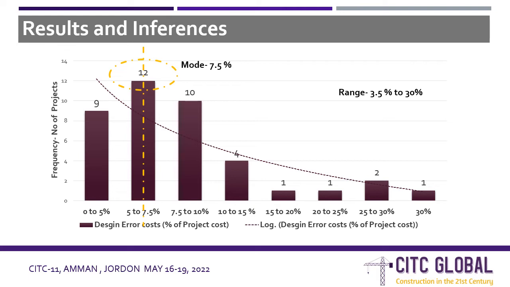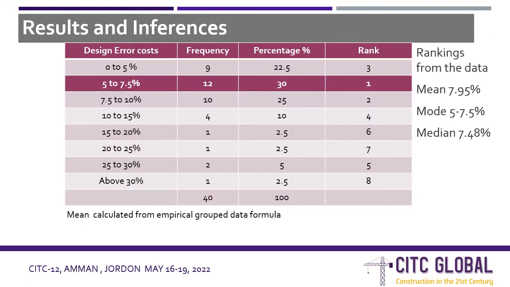And we'll go for the next slide to try to understand how the rankings are there. As we said, coming to this last slide, the ranking was first for the 5 to 7.5%, second for 7.5 to 10, and third for 0 to 5 percentage, and fourth for 10 to 15, and so on and so forth.